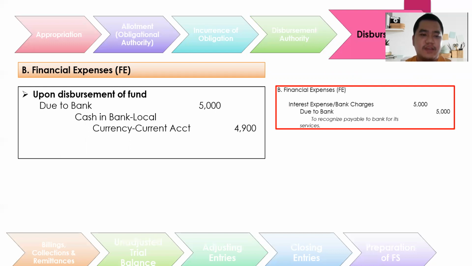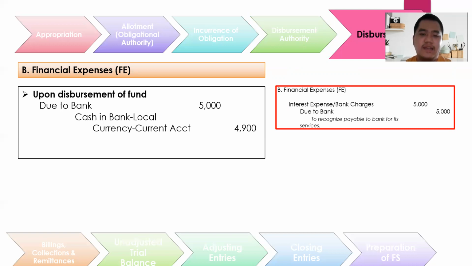Because the financial expenses are normally minimal, and therefore it will be settled using the cash in bank of the government agency. Another thing to note here is that we have credited this cash in bank, local currency current account, for 4,900 only.